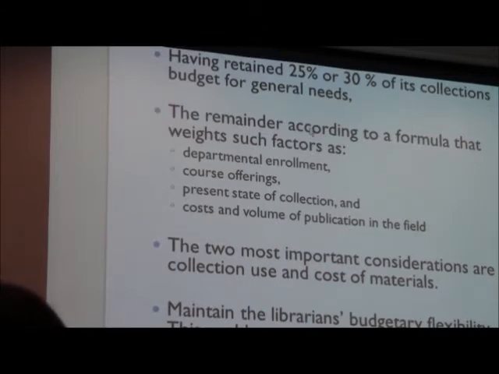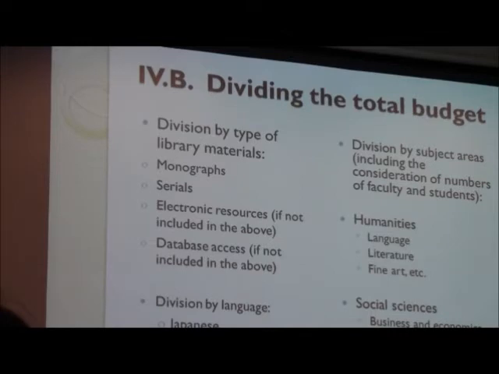So in that way, you can expand your budget, because your budget is always limited and not enough to purchase everything you wanted to buy for the library. But just in case there is extra money, you can use it, which is beneficial for Japanese studies. And then another plan B is dividing the total budget based on type of library materials, like monographs, serials, electronic resources, database access, that sort of type of material. Another division is by language, Japanese language and Western languages.